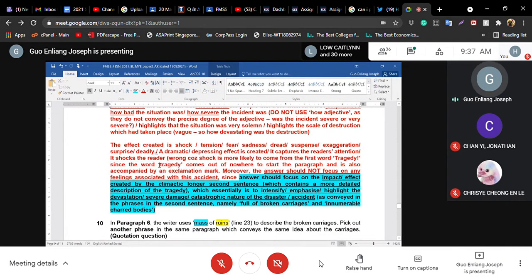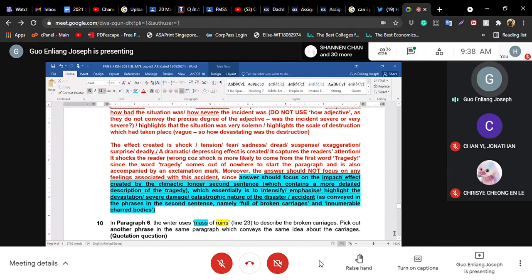Why does it more likely come from the word tragedy? Because it comes out of nowhere to start the paragraph and it's also accompanied by an exclamation mark. So that's where the shock comes in. But in this question, we are always asking about the effect created by the second sentence, which is the climax. So in this case, there shouldn't be any focus on any feelings associated with the accident, because the impact created by the second sentence is actually to emphasize the devastation, which is the tragedy, through the more detailed description of the tragedy in the words, which is full of broken carriages and innumerable charred bodies.